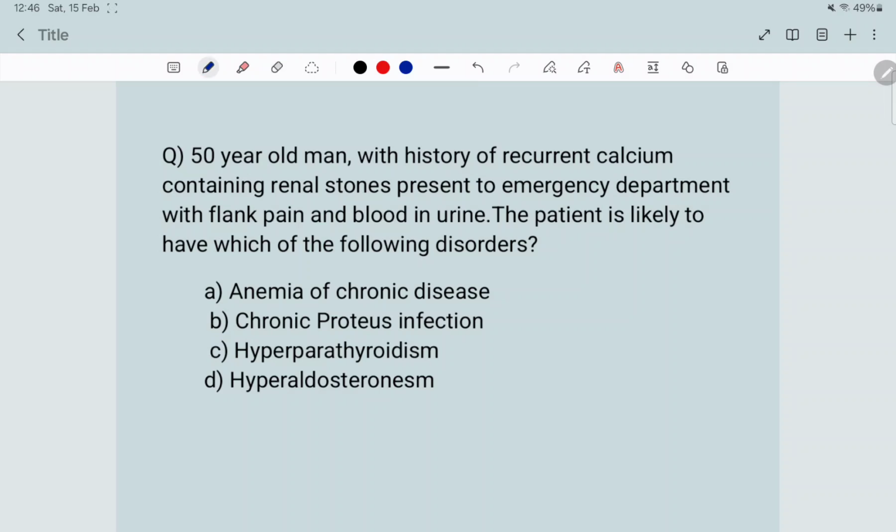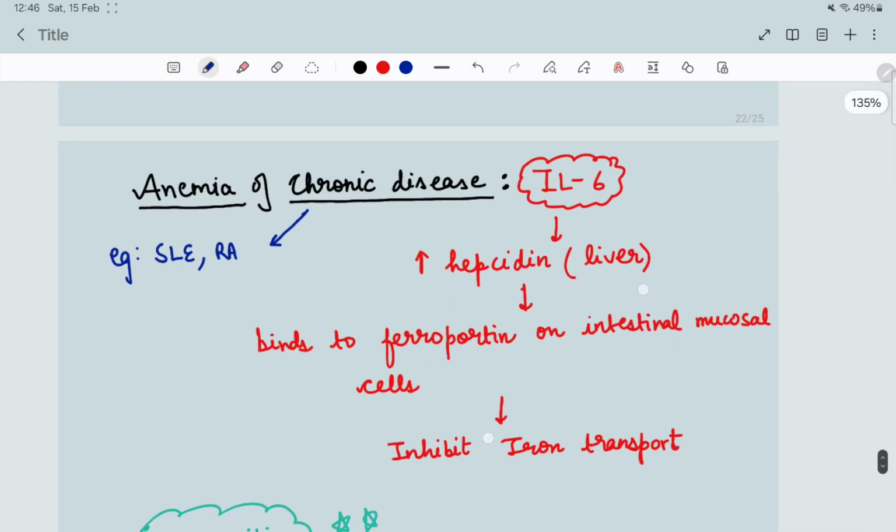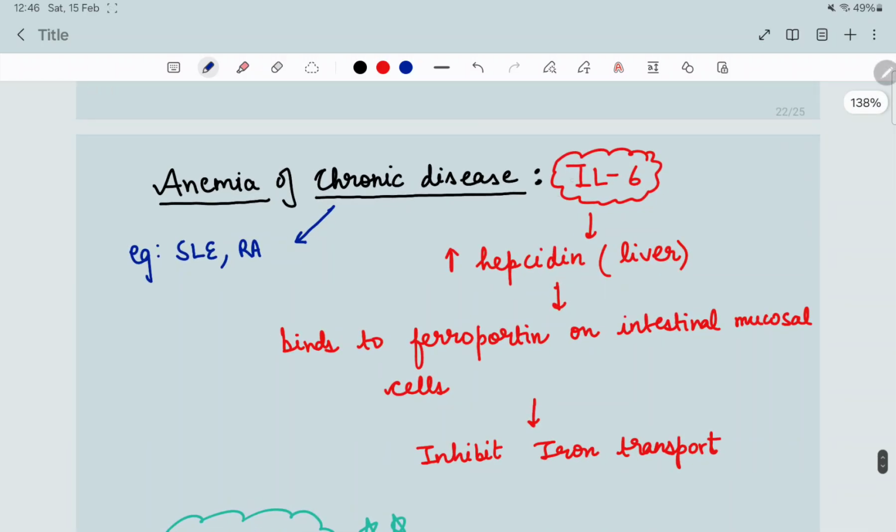What is anemia of chronic disease? First, you should know the important points in anemia of chronic disease. It is due to inflammation. So in inflammation, interleukin 6 is released. What does interleukin 6 do? It increases the hepcidin levels, which are released from the liver. This is a PYQ: hepcidin is released from which organ? It is released from the liver. It binds to ferroportin on the intestinal mucosal cells and inhibits the iron transport.